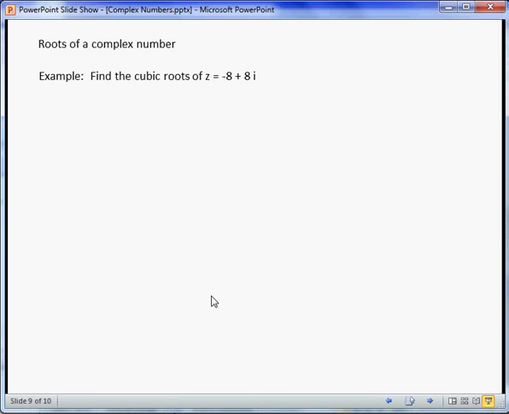Here's a couple of examples of finding the roots. Find the cubic roots. So if z equals negative 8 plus 8i, what is the cube root of z? Well, if we work that out, and you can do that yourself, work out what r is and what theta is. I put a 2k pi there because you can go around the circle as many times as you like, so that's why the 2k pi is there. Because 2 pi is once around the circle, so 2k pi, sorry, is many times around the circle.